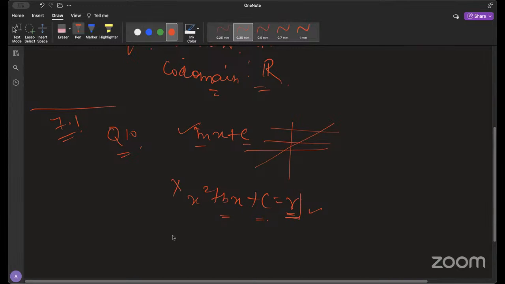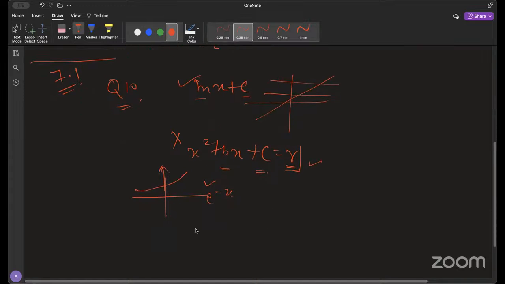And then the third one we did was e to the power minus x being unbounded. So e to the power minus x's graph looks like this. So it is an unbounded function on R. This is correct. And then at the end, the last option is 1 by 1 plus e to the power x, and it's from real numbers to (0, 1).